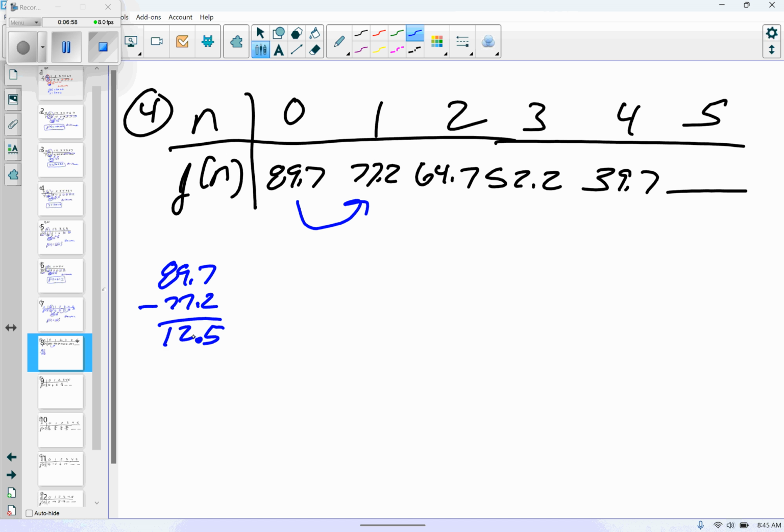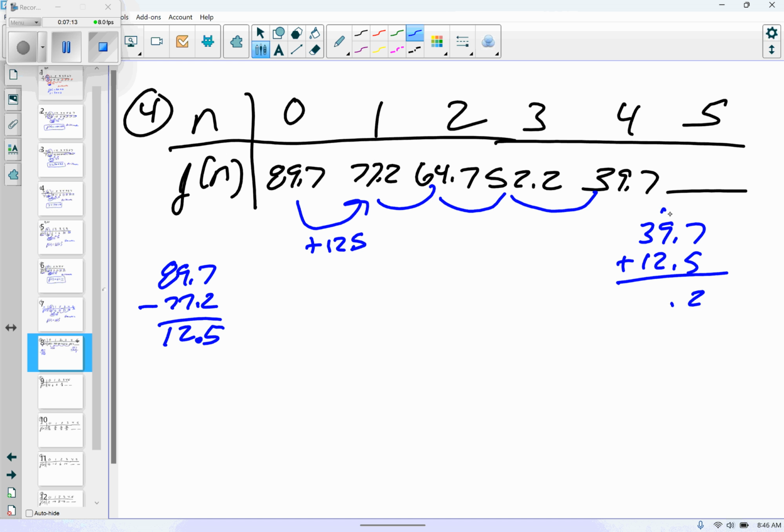So it looks like I'm adding 12.5 to each one. So each one of these add 12.5. So if I add 12.5, I go 39.7 plus 12.5. It's going to give me a 2, carried the 1. That's going to give me a 2, carried the 1. It's 52.2.